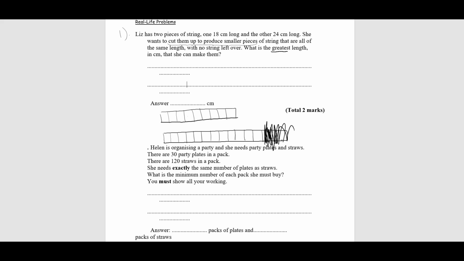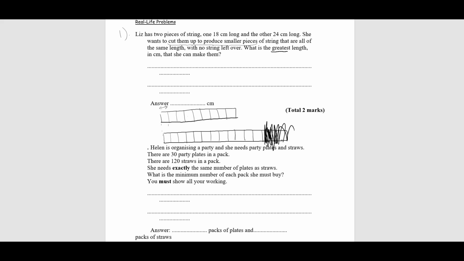So we can see that in both cases we have the same length of string for each of the pieces, and there's nothing left over. But is that the greatest length that we can make each of these pieces? What we've really done is divide 18 by 2 to get 9 pieces, and divide 24 by 2 to get 12 pieces. And 2 is a factor of 18 and 24. So we've looked at a common factor of 18 and 24 too.